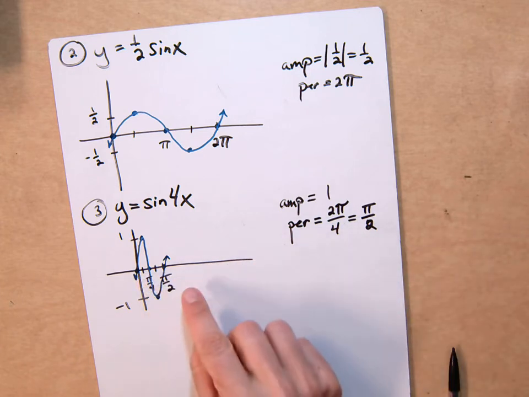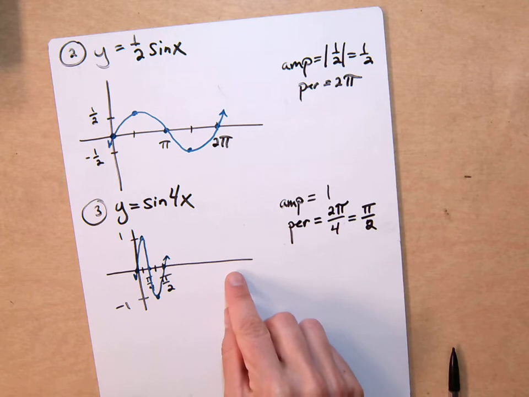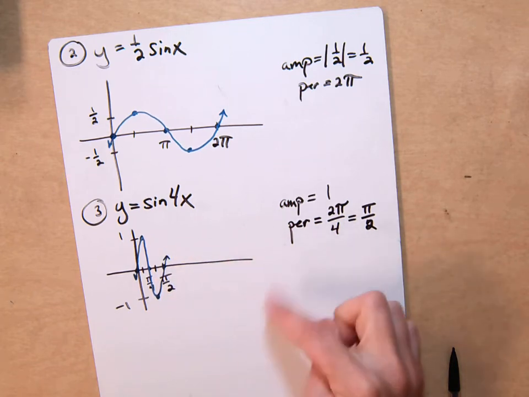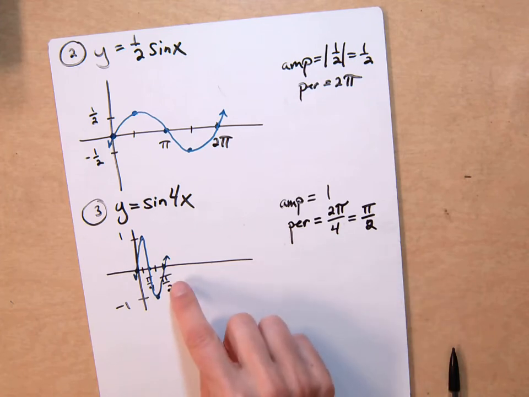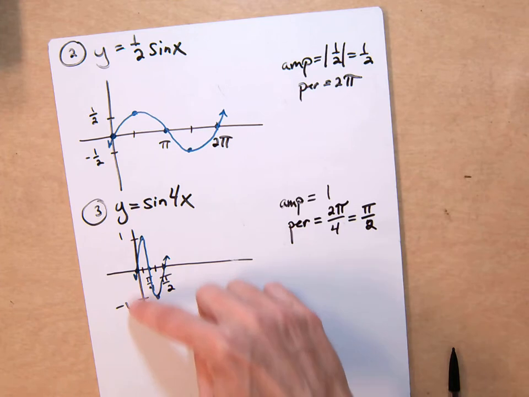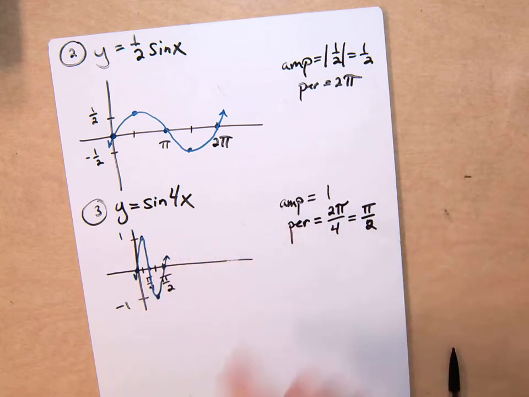It would be more interesting to go out actually to 2 pi, and then you would see more of the wave if you kept going. If you kept repeating the periods out to 2 pi, you could compare to the previous wave, and you would see that it just happens more frequently.